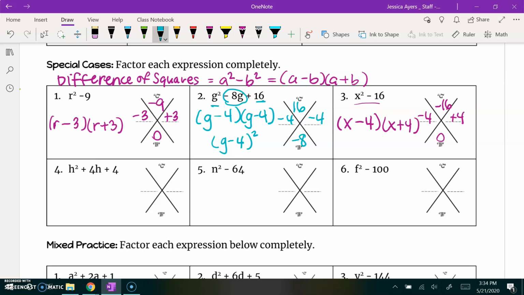So go ahead and try and do 4, 5, and 6. And then we'll check back.